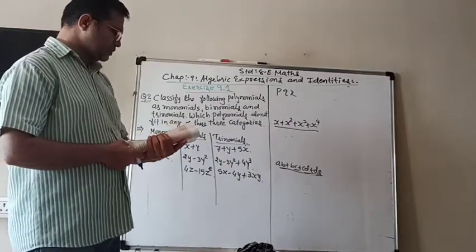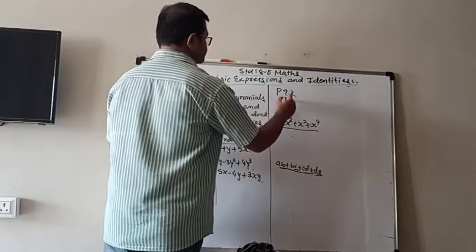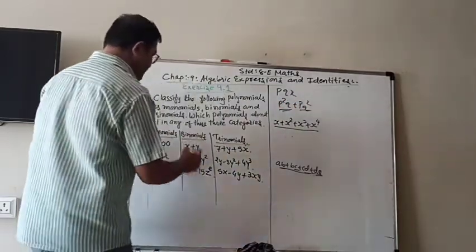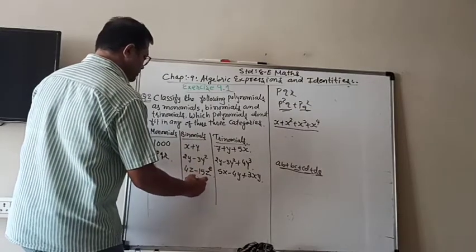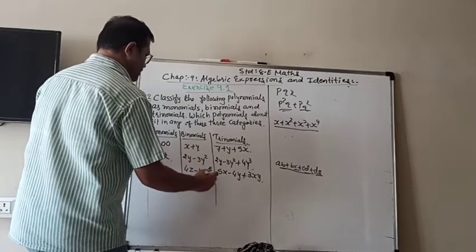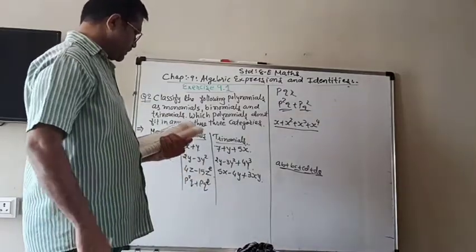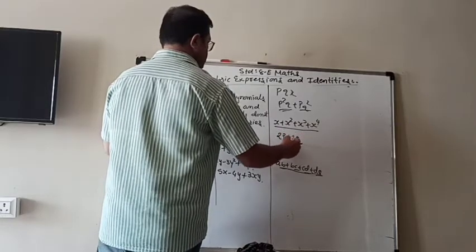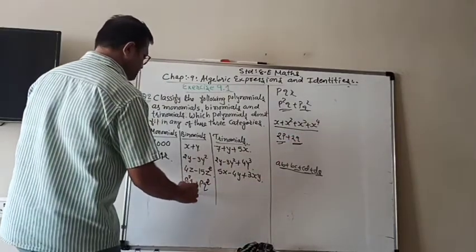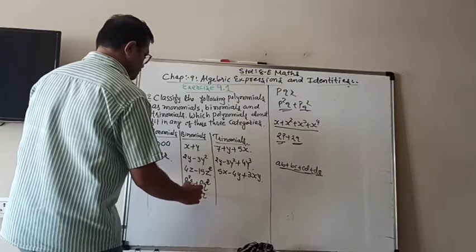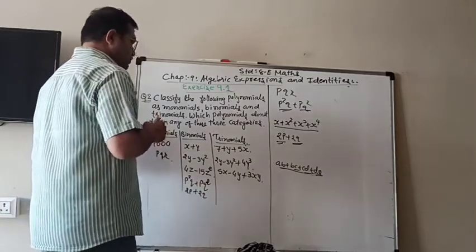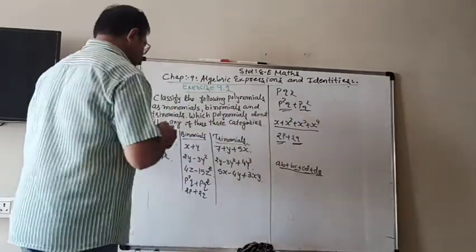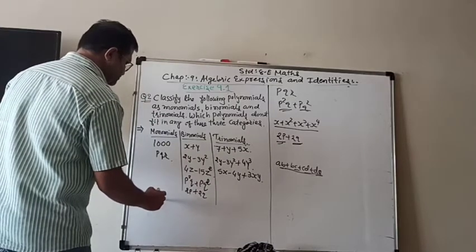Then P square Q plus PQ square. So 1 and 2 terms. So binomial. P square Q plus PQ square. And the last, 2P plus 2Q. 2 terms. So it comes here, 2P plus 2Q. So now just the 2 are not fitting. So we can write down at the last the polynomials.